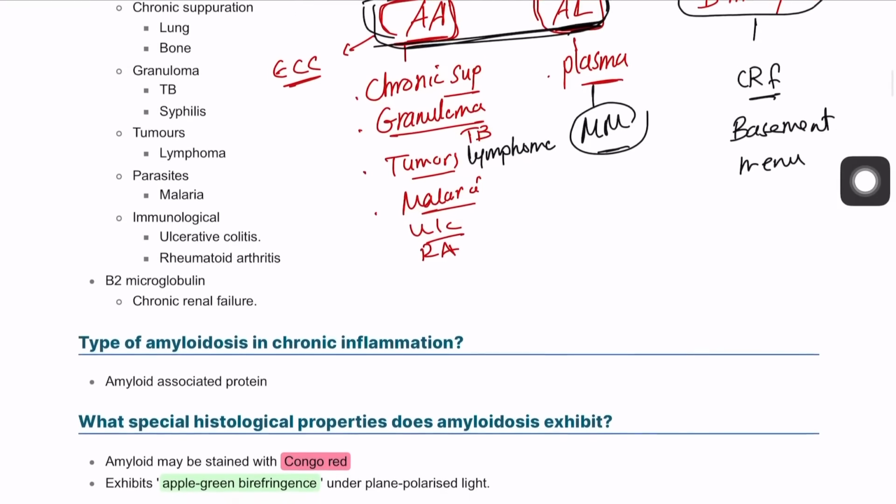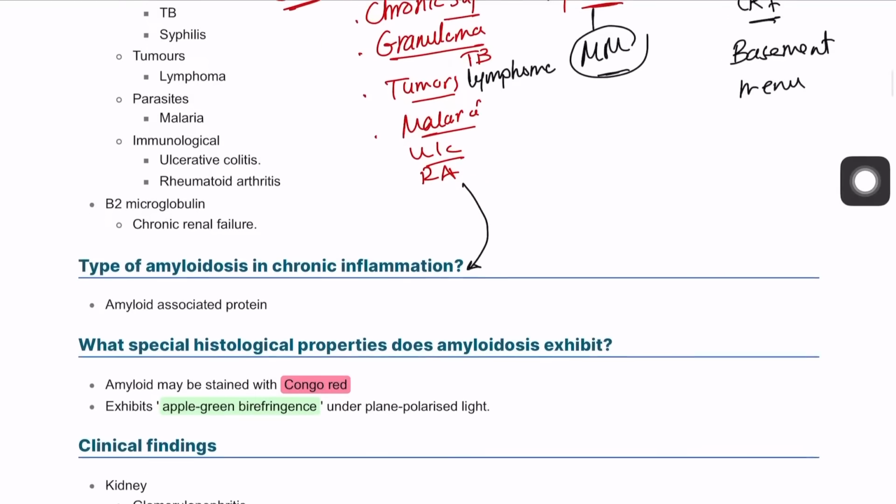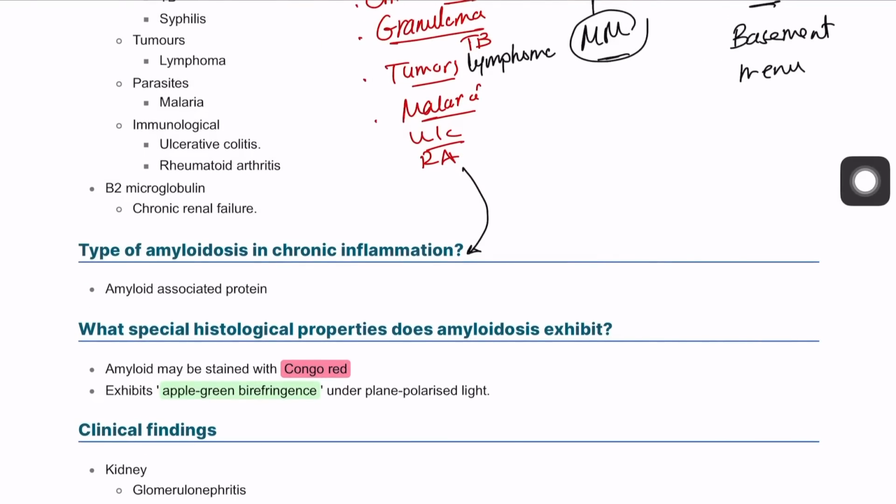What is the type of amyloidosis in chronic inflammation? We mentioned it will be amyloid-associated protein. What histological properties does amyloid exhibit?